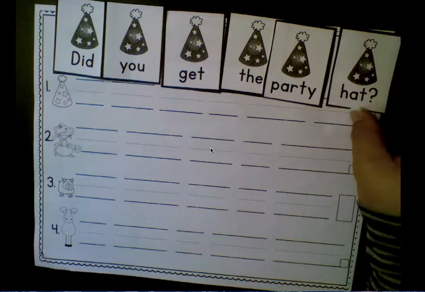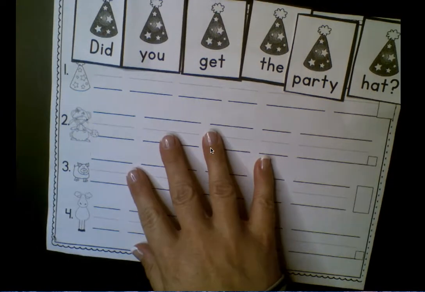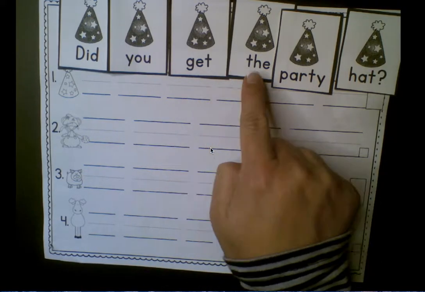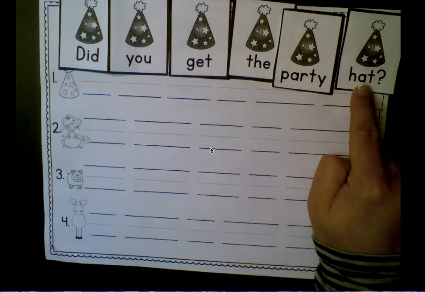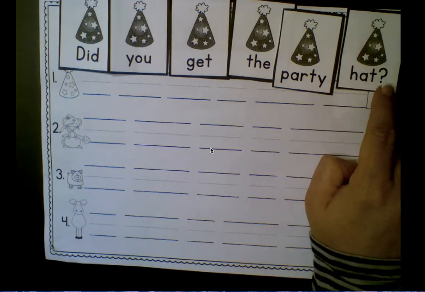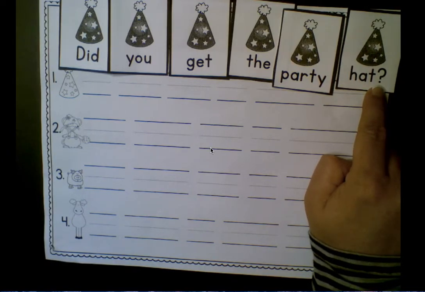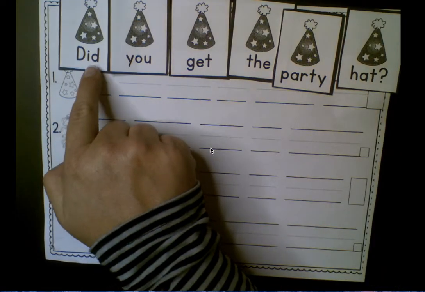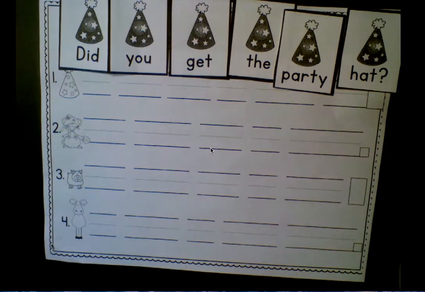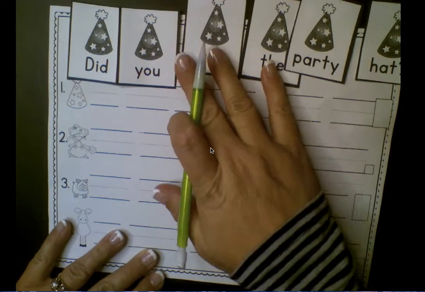So let's read our sentence now. It says, did you get the party hat? And because it has a question mark at the end, boys and girls, we need to make our voice go up at the end. So let's say that sentence again. Did you get the party hat? And now we're going to write that down on our paper.